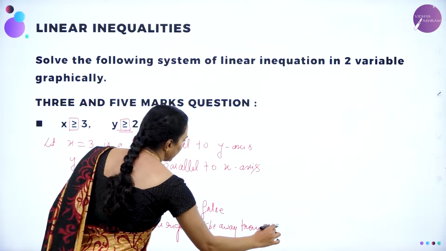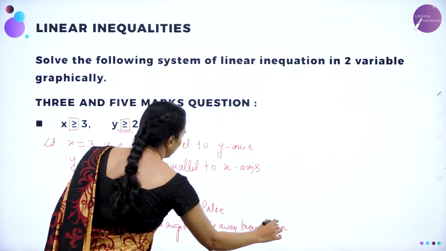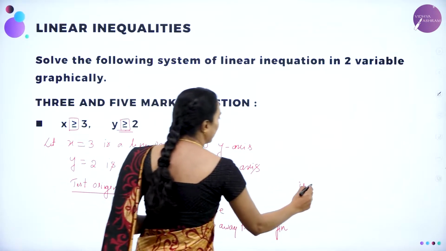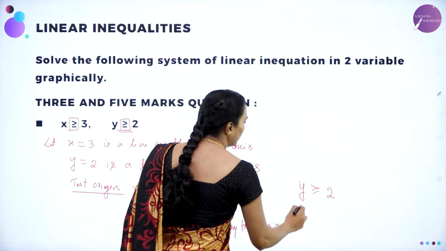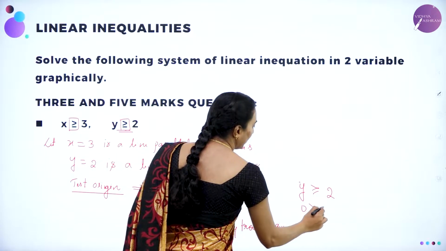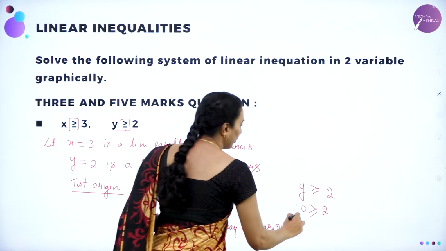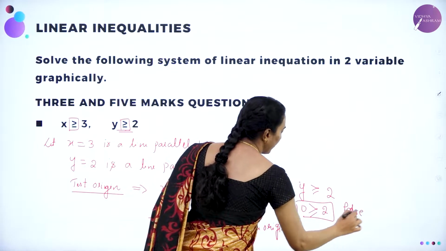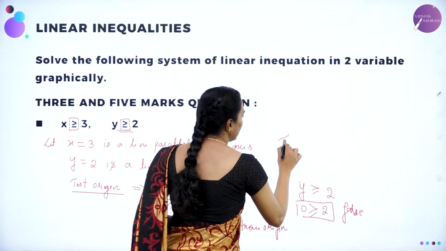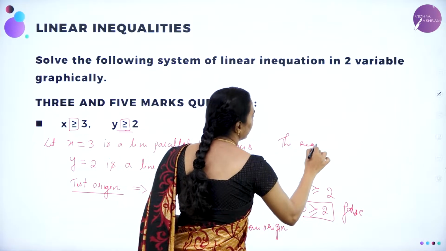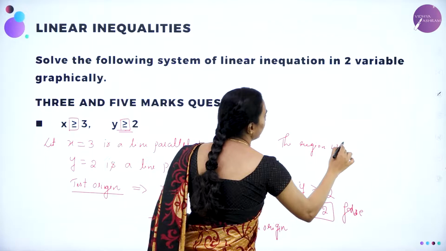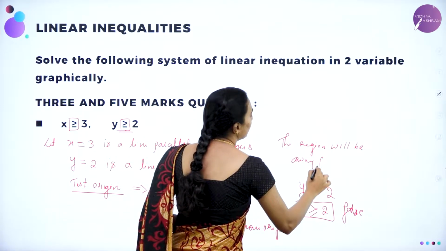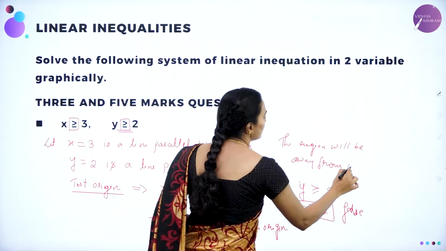Okay. And let us test by putting y equal to 0 here. So let me take whatever the given condition there. y greater than or equal to 2 they have given. Put y equal to 0. 0 is never greater than 2 or equal to 2. Therefore this is also a false condition. And the region will be what? Away from the origin. So the region will be away from the origin. Both also away from the origin, dear students.